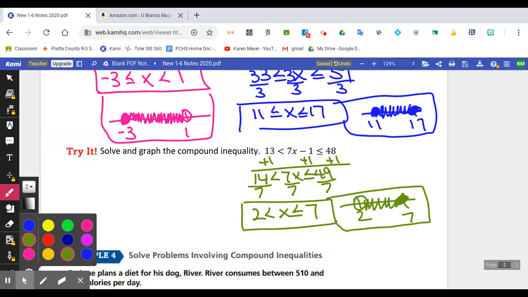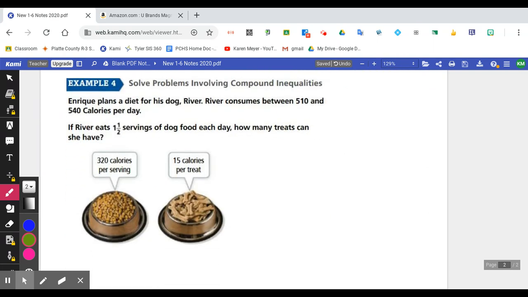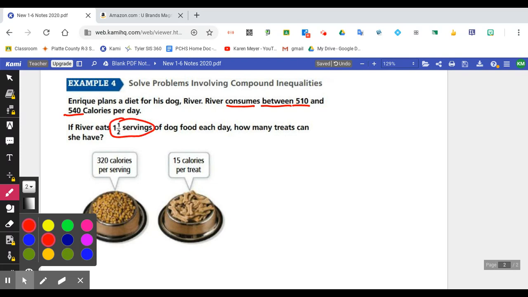Okay, hopefully you came up with the same answer as me. If not, as always, make sure that you're letting me know. For our last example here, we are talking about a dog and how much food and calories the dog should be having a day. So, background information. It says we can consume between 510 and 540 calories a day. The doggy has to have 1.5 servings of food each day. And we're trying to figure out how many treats the puppy can have.